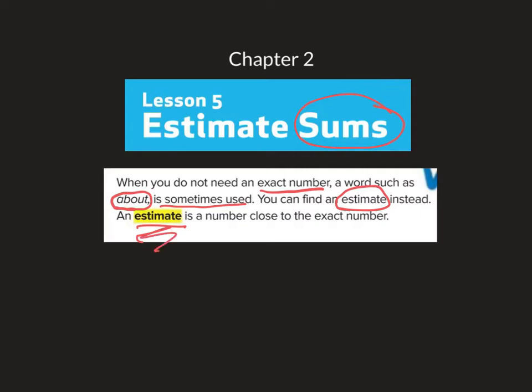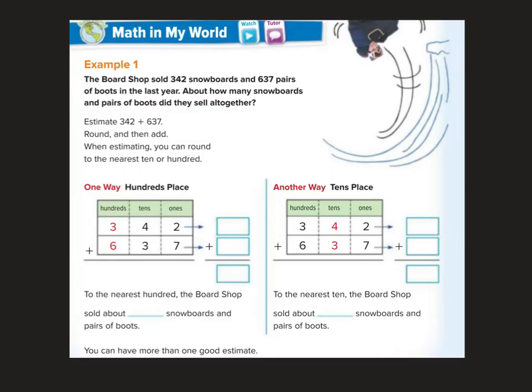So let's practice. Example 1. The board shop sold 342 snowboards and 637 pairs of boots in the last year. About how many snowboards and pairs of boots did they sell all together? Oh, there it is. Whenever we see "about," I want you to circle it because it is such an important word and tells us so much about what we're going to need to do. So we're going to circle "about." Okay, so we're not wanting an exact number. We just want to know about.